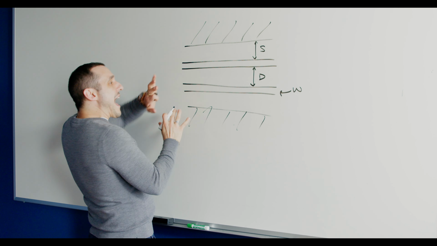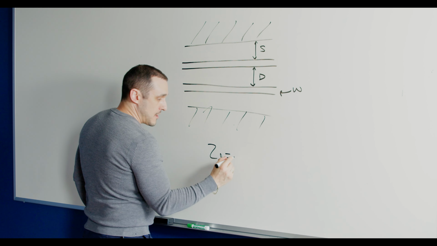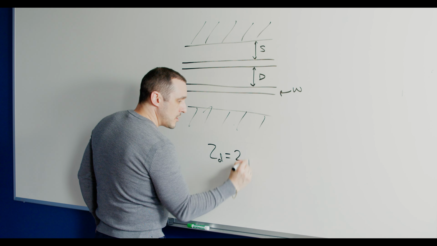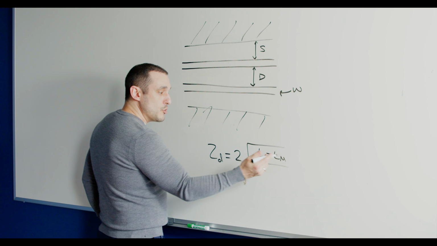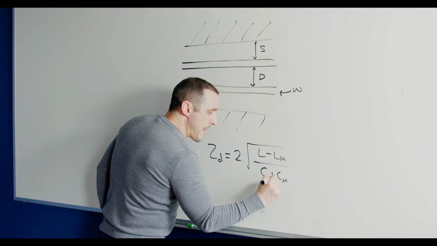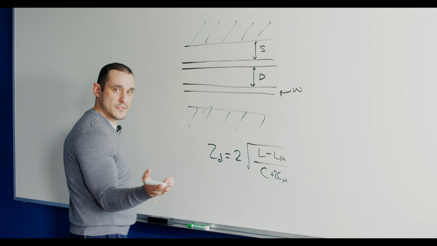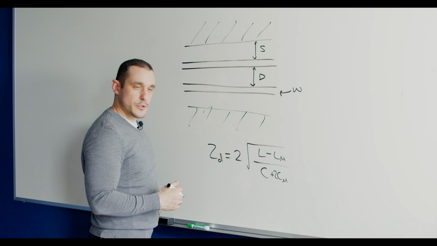So normally, without the coplanar pour at all, the differential impedance of this line is 2 times this square root term, where we have the mutual inductance between these two traces, and then the mutual capacitance between these two traces. So this term is the odd impedance, and then we multiply that by 2 to get the differential impedance.